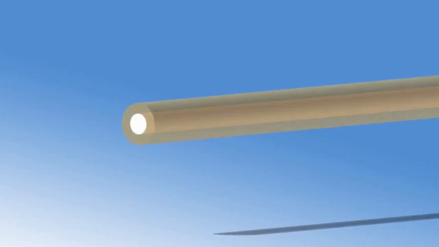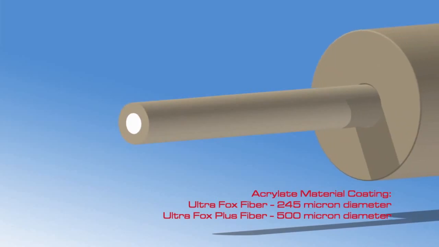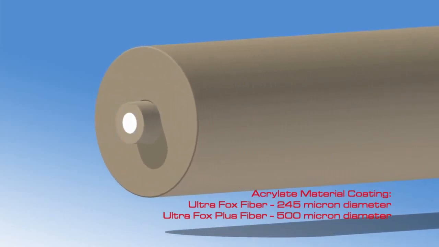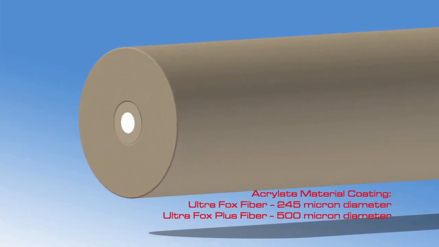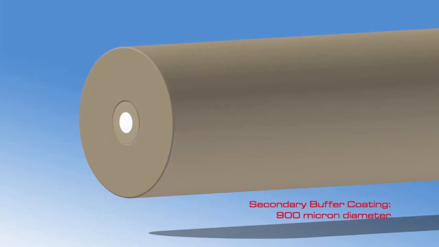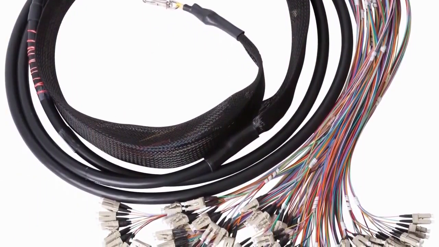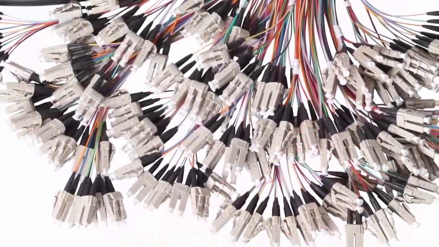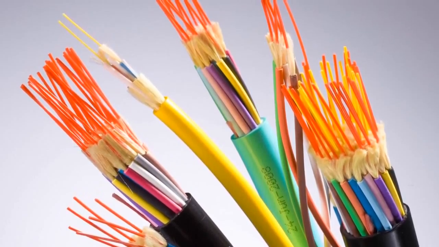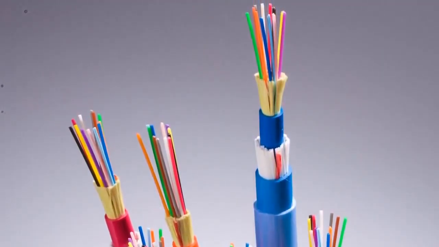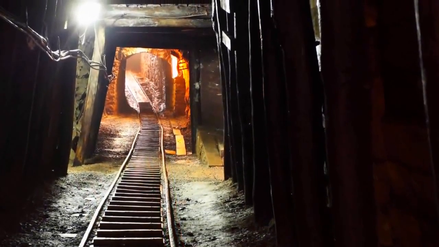Tight buffered construction starts with our UltraFox or UltraFox Plus fiber. Each fiber is coated with a UV-cured acrylate material to a diameter of 245 microns, or 500 microns for UltraFox Plus. The individual fiber is then coated with a secondary buffer to 900 microns. This provides the best environmental and mechanical protection and can easily be stripped directly to the glass for termination with connectors or for splicing. In addition to this overall tight-bound process, OCC has designed additional features into our cables that make it ideal for harsh environments.